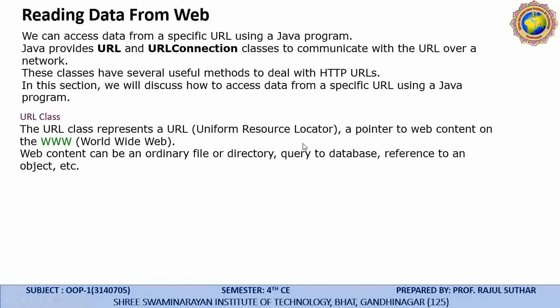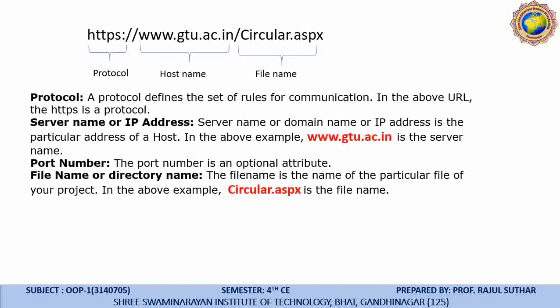If you retrieve the home page, then the home.aspx or home.html file, that is called a file or directory. You can retrieve the result, so the result will be retrieved from a database, so we use a query to the database, or a reference to an object. You can use any picture file or movie, or you can use a music file, that is called the object. You can retrieve anything from the web by using a Java program. So it is called reading data from the web.